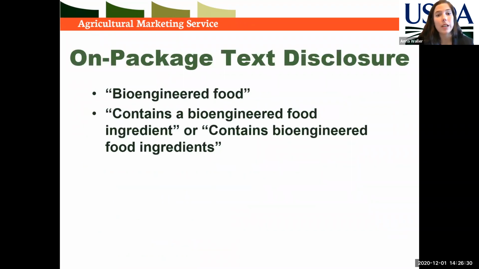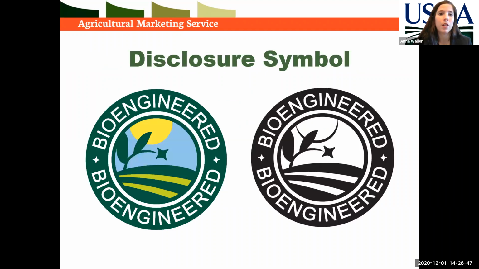For on-package text disclosure, there are several phrases that may be used. If the food is a raw agricultural commodity or a processed food that contains only bioengineered ingredients, the on-package text should say bioengineered food. For disclosure by symbol, the bioengineered symbol must be used. The symbol can be printed in color or in black and white.